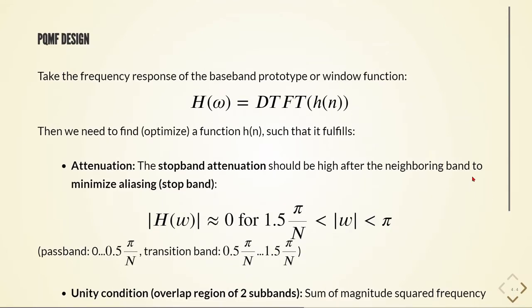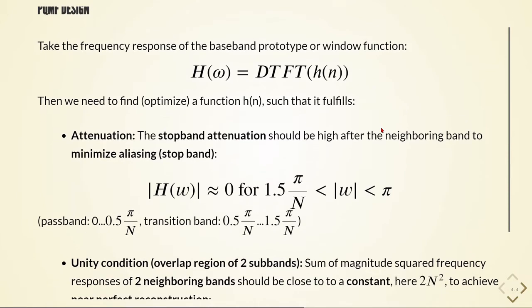For the PQMF design, we can take the frequency response of the baseband prototype or the window function, and we have here that H of omega is equal to the DTFT of h of n, and then we need to find or optimize a function h of n such that it fulfills certain conditions.